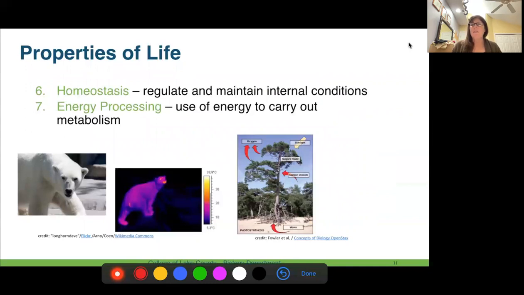You also need to make sure that you're hydrated. And again, if you're not, you feel terrible. So all of these things are very important with your body and able to regulating and maintaining those conditions.